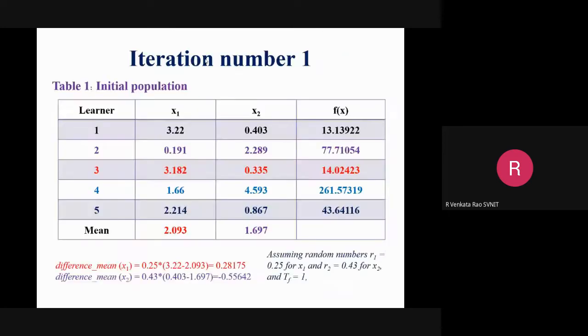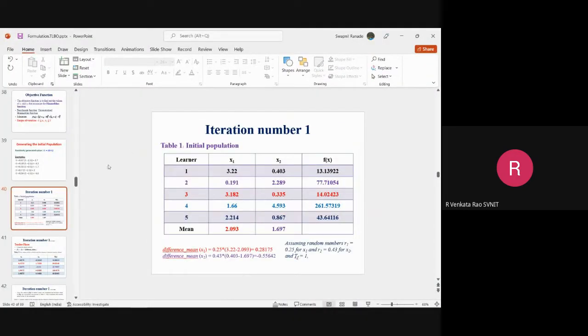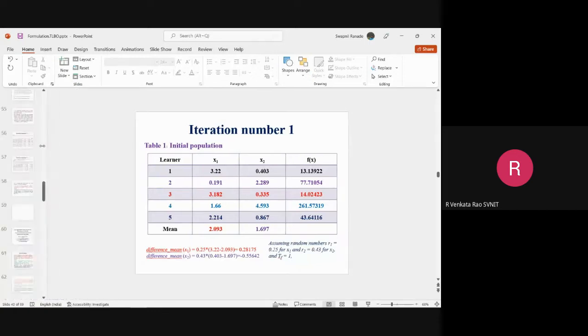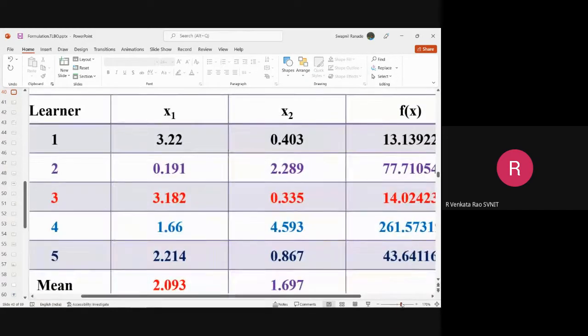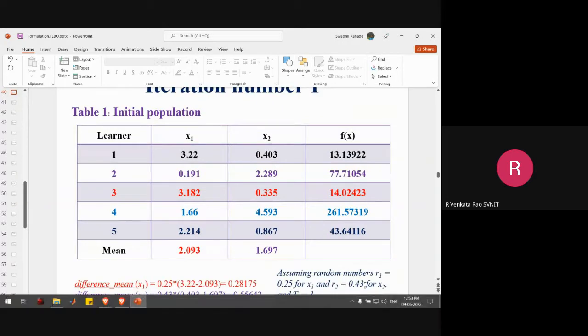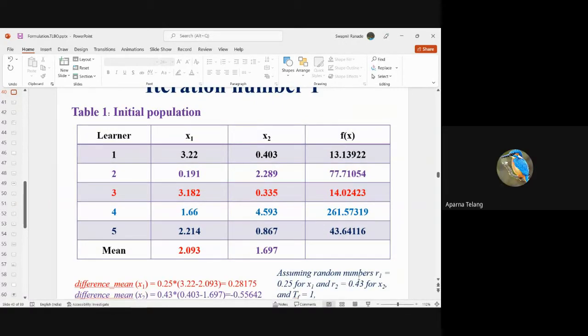That means, under x1 we have 5 values. Find out the mean of that. Let me do it this way so that you can understand better. Aparna, are you able to see this? Yes, sir. Okay. Now, for x1, x2, x3, x4, x5, I have taken the mean. The mean is 2.093. And similarly, considering all 5 values of x2, I have taken the mean of x2, 1.697. So the mean of each design variable is calculated.